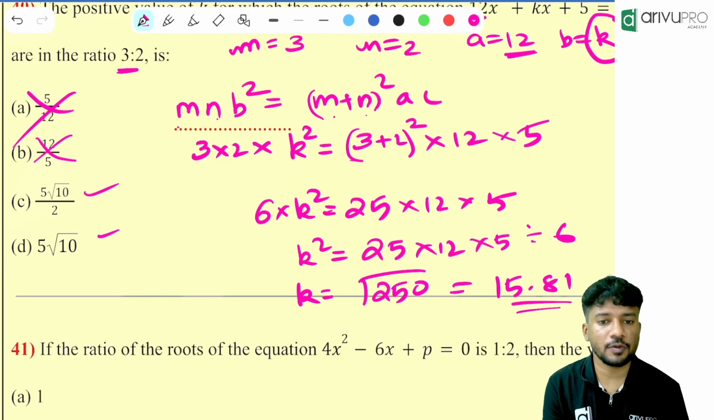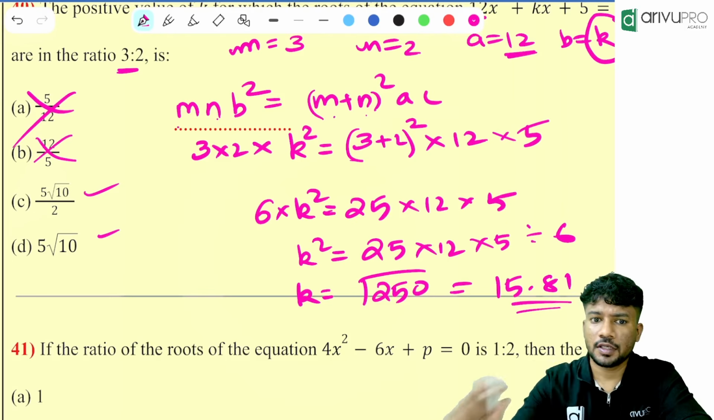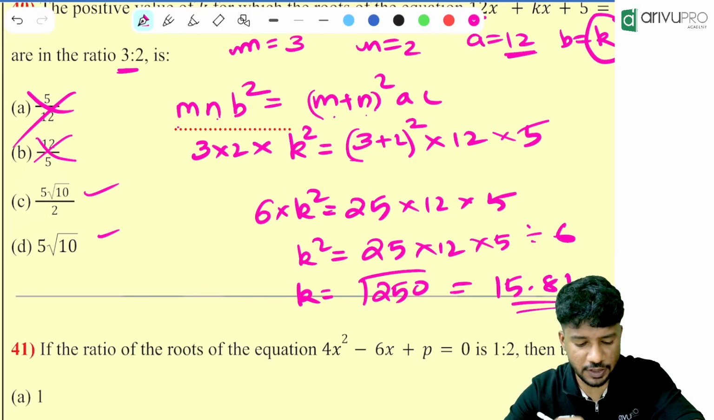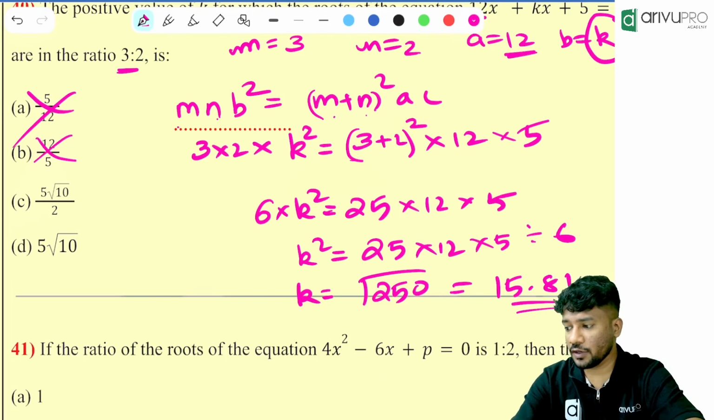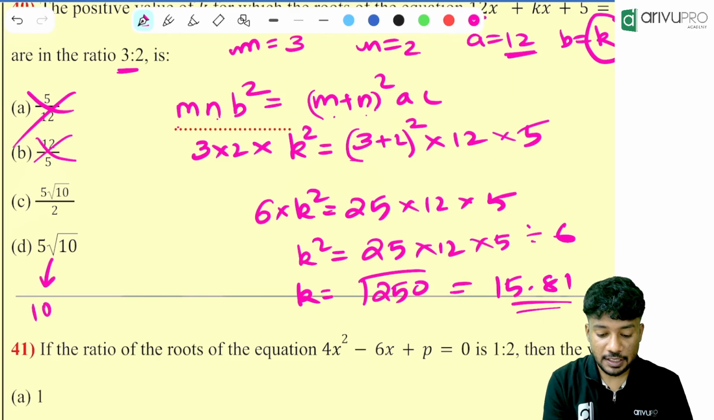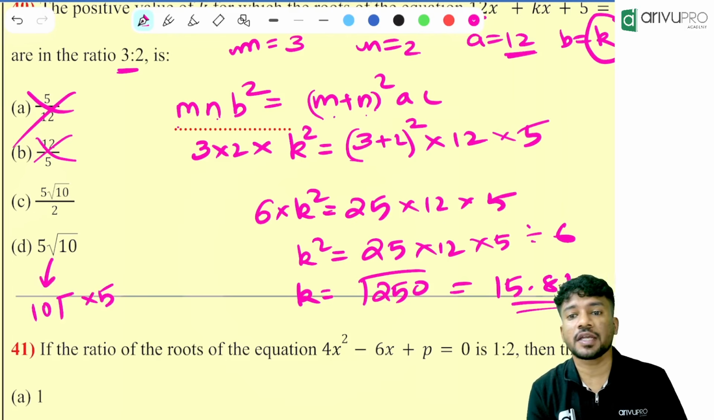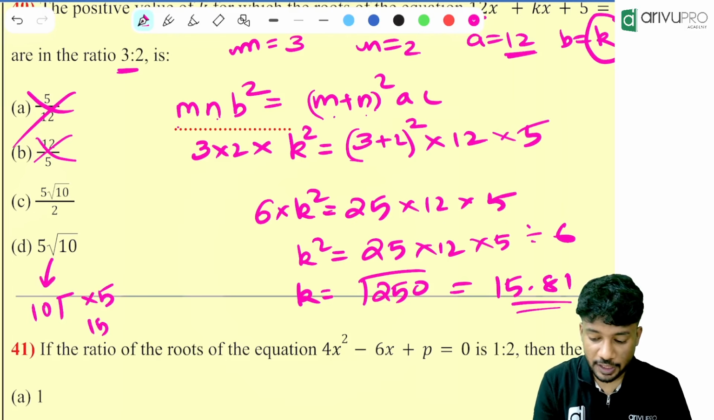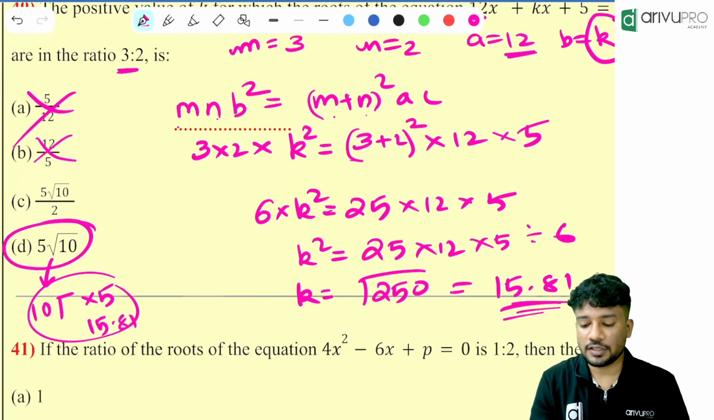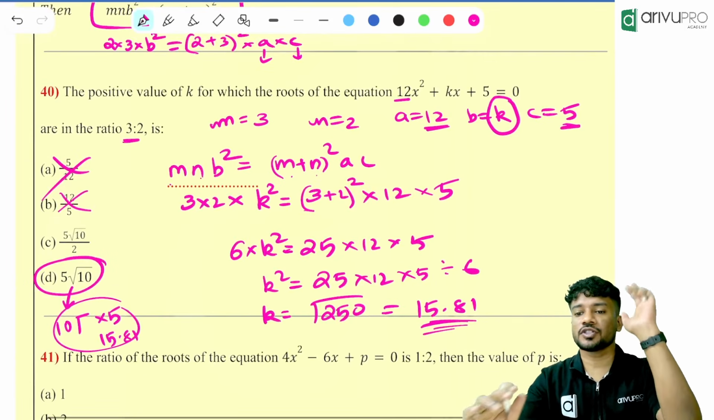So our answer will be what, people, then? Is it correct? Everyone got the same answer? Which option is giving you the answer? Option D. Take your calculator. How to calculate this? Type 10, then click root, then multiply it with 5. How much are you getting? 15.81, which is equal to your required answer. I hope you guys understood the shortcut.